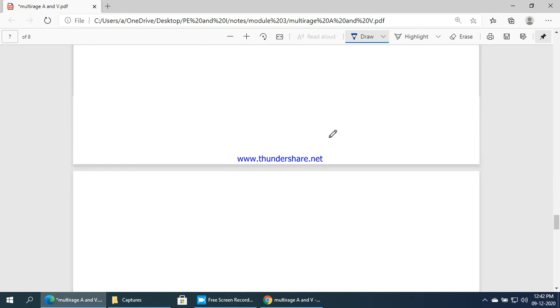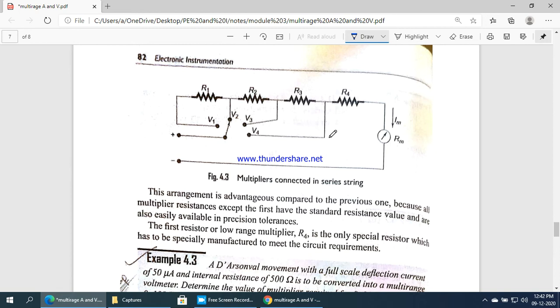Here one more arrangement is there that you can see over here. Either we can use that one or this one. The advantage of this connection is that the R3, R2, R1 values of resistance are already known by the equipment itself. No need to calculate the values of R1, R2, R3. Only the value which we need to calculate is given over here.